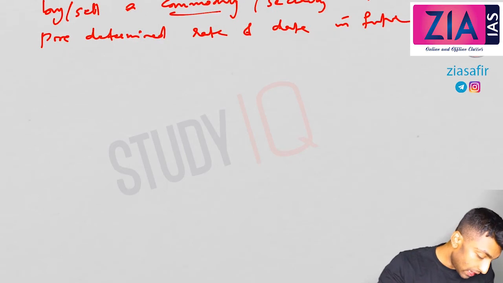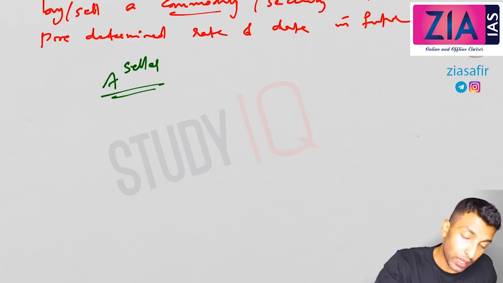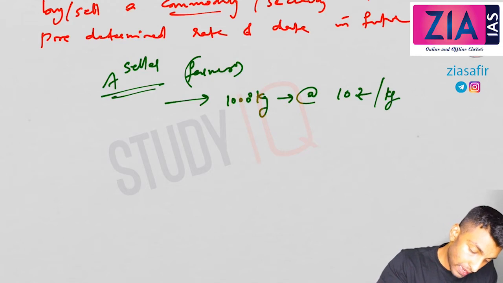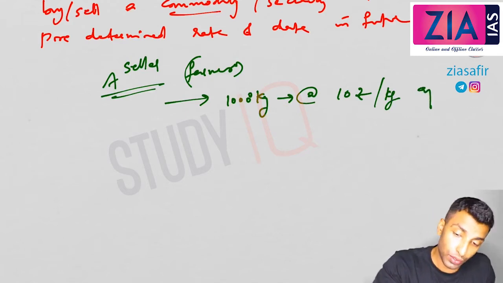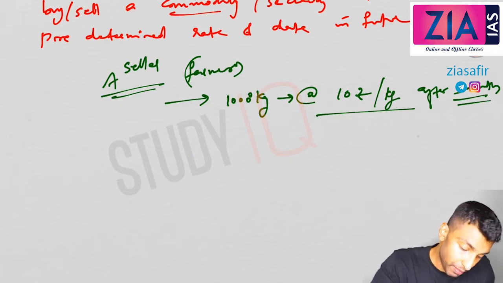Now, if you go with the same example here, A is a seller, so the farmer will say that I will sell 10,000 kilogram of potato at 10 rupee per kg after 3 months. Maximum is actually 3 months.